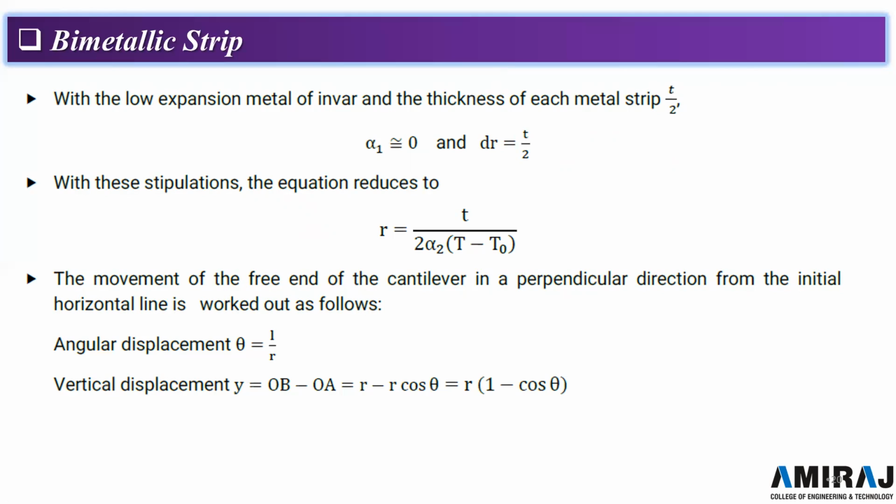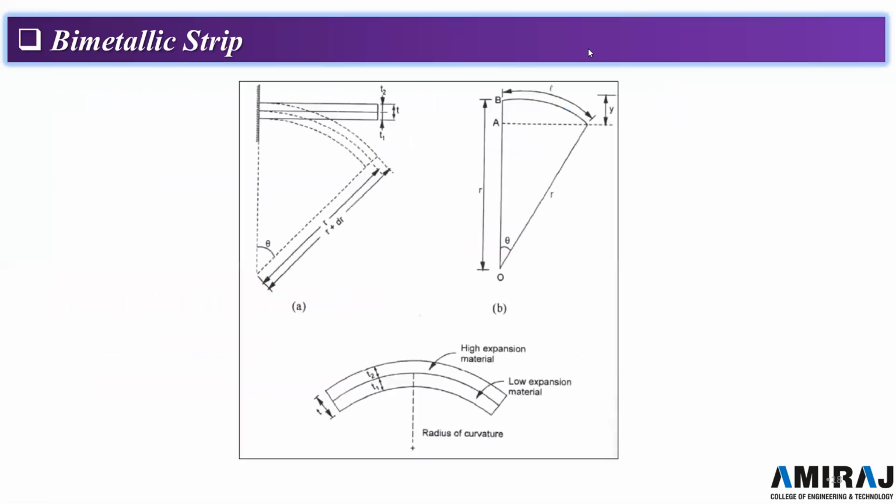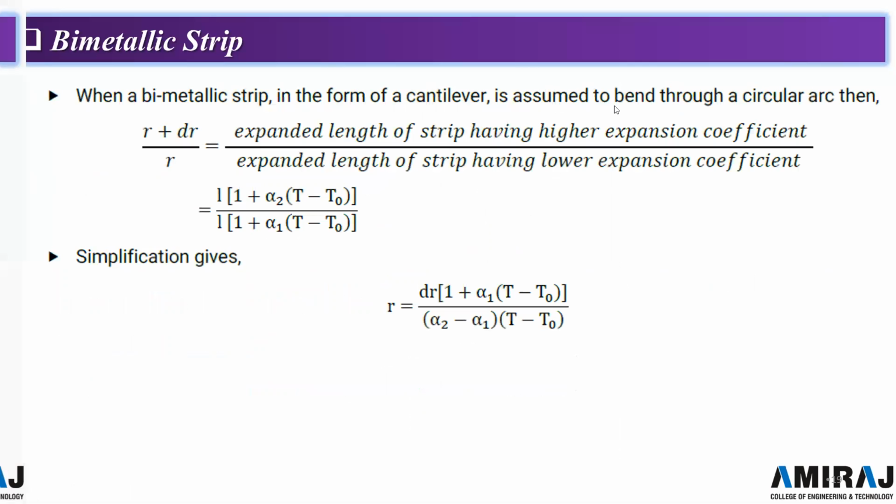The movement of the free end of the cantilever in a perpendicular direction from the initial horizontal line is worked out as angular displacement, that is theta is equal to l upon r, whereas the vertical displacement y is equal to OB minus OA is equal to r minus r cos theta. यहाँ पे आप देख सकते हो कि ये जो वर्टिकल डिस्टेंस है यहाँ पे O से B तक का डिस्टेंस, उसमें से ये जो ए बी है वो हम माइनस कर सकते हैं, तो हमको ये वर्टिकल डिफ्लेक्शन y मिल जाएगा.